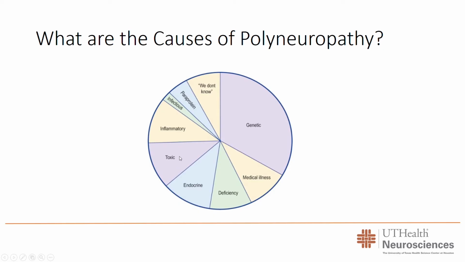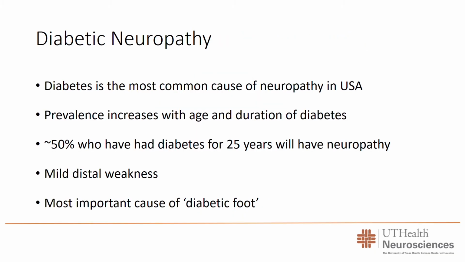You can have toxic neuropathies, so exposure to certain medications or certain heavy metals can cause neuropathies. Also inflammatory neuropathies, so things like Guillain-Barré or CIDP, which are typically thought of as autoimmune neuropathies. You can have neuropathies due to infectious things, like HIV. You can have neuropathies due to paraproteins. And then there's this small slice over here, a class of neuropathies called idiopathic, meaning we don't know the cause of the neuropathy.